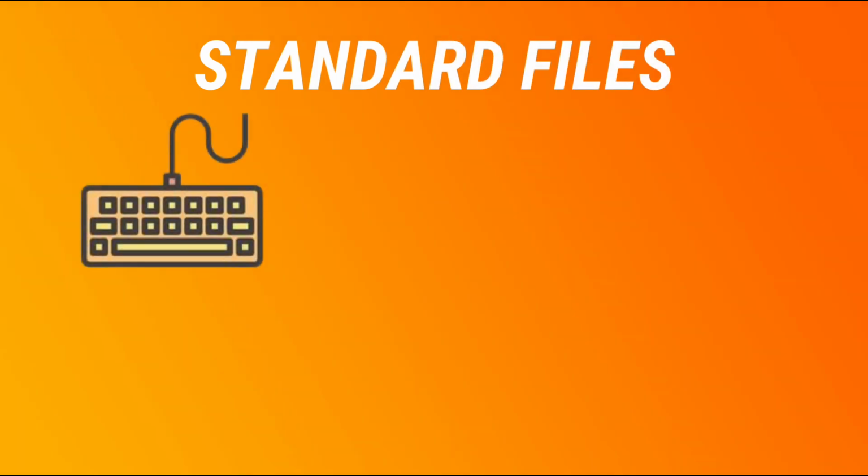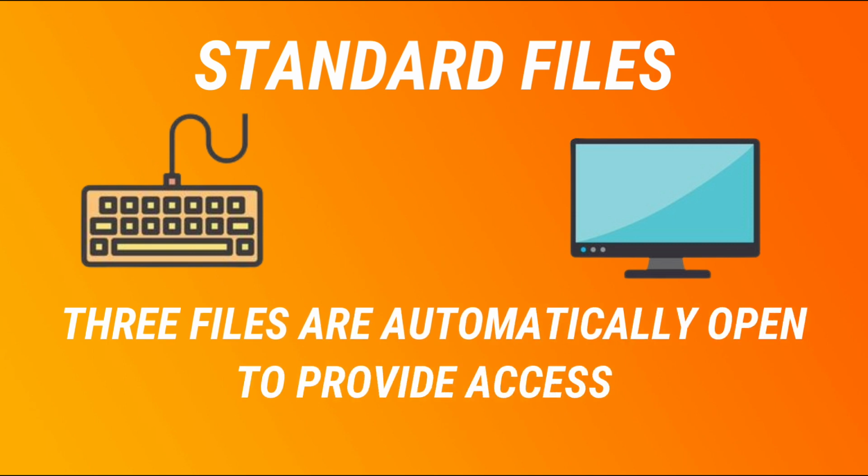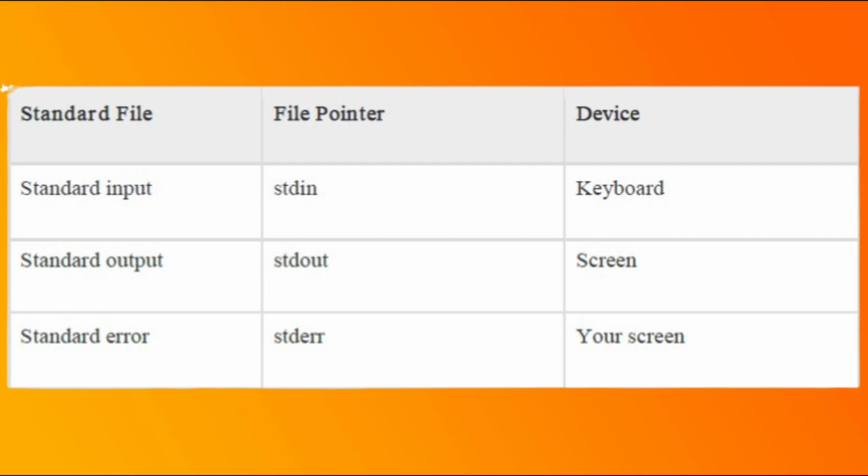Now let's move on to the standard files. In C programming, devices like the keyboard and screen are treated as files. When a program executes, 3 files are automatically opened to provide access to these devices. It means that in C we can interact with devices such as the keyboard and screen just like we interact with files in our program. You can see these 3 files.